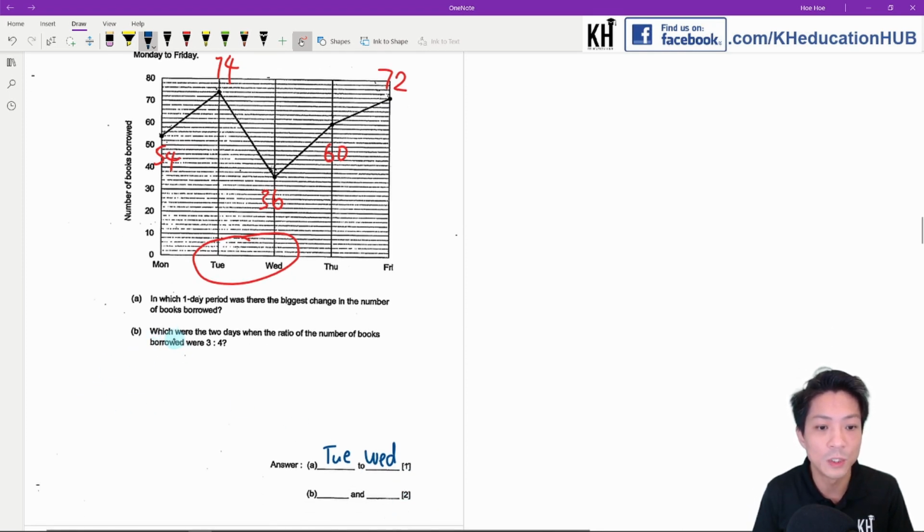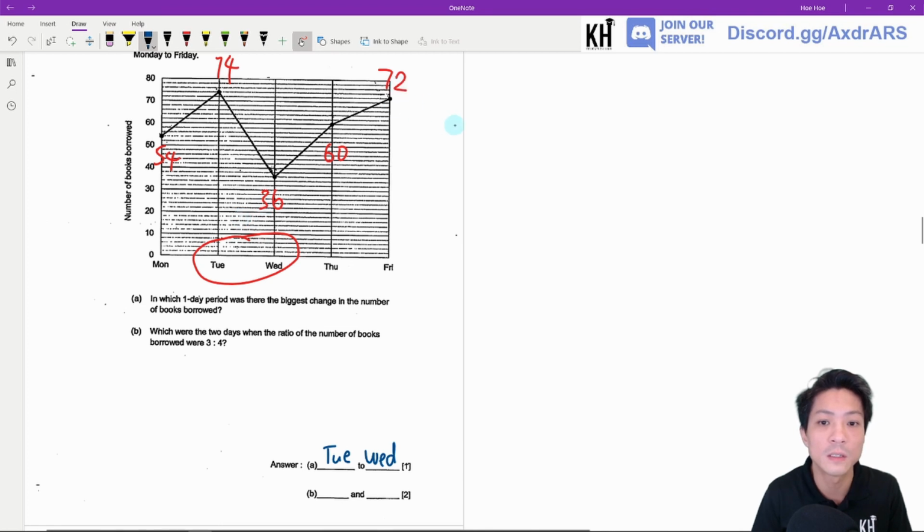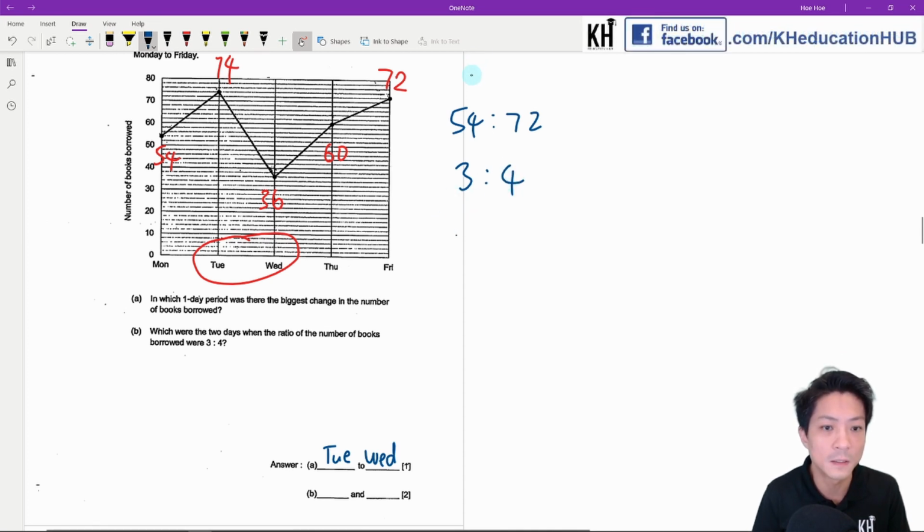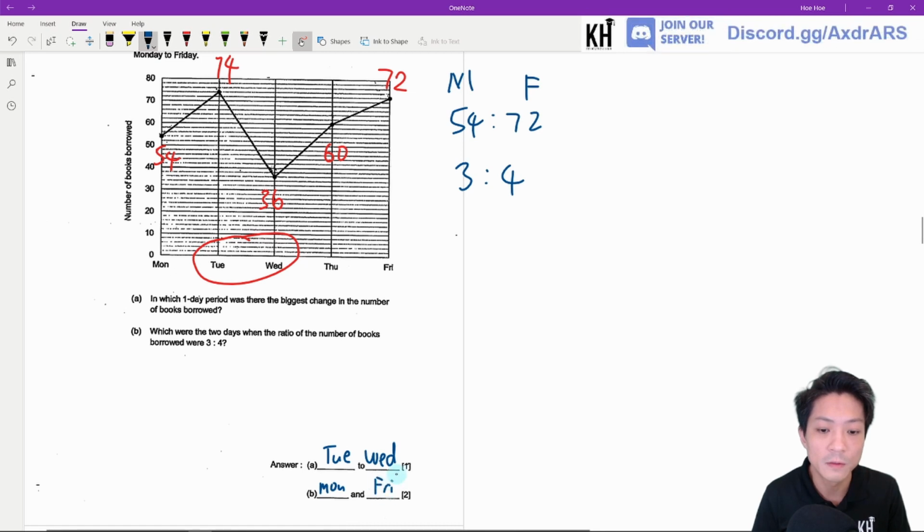Part B, which were the 2 days when the ratio of the number of books borrowed were 3:4? We've got to try and find it. Is it 54 to 72? Yep. It is 54 to 72. Simplest form will give you 3:4. This is Monday, and this is Friday. Monday and Friday.